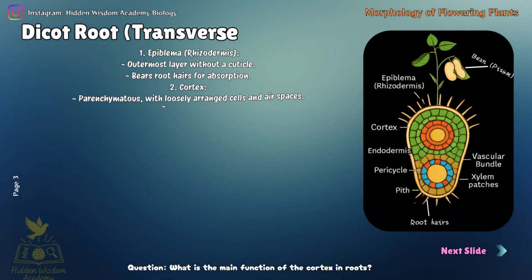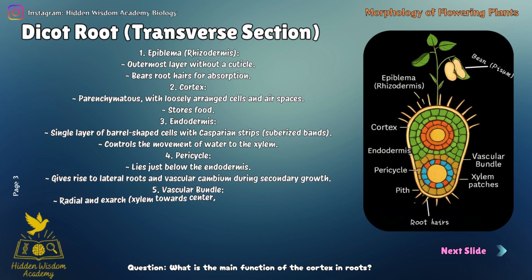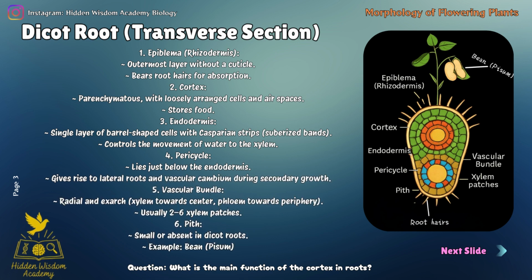Let's talk about dicot root in transverse section. In a transverse section of a dicot root like bean, the epiblema is the outer layer with root hairs for absorption. Below it is the cortex, made of parenchyma cells that store food. The endodermis forms the inner boundary of the cortex and has casparian strips that control water and mineral entry.